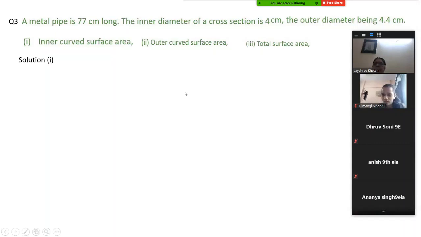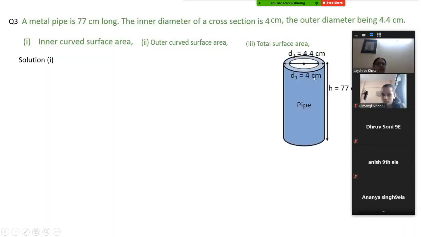you are given a figure over there. This type of figure is given in your textbook. Here we can see that this is a hollow cylinder. What type of cylinder is this? Hollow cylinder, so it is empty from inside. Now, if you see this ring structure on the top, the inner diameter is 4 centimeter. I'm denoting it by D1.